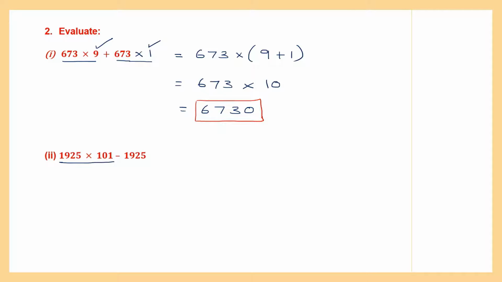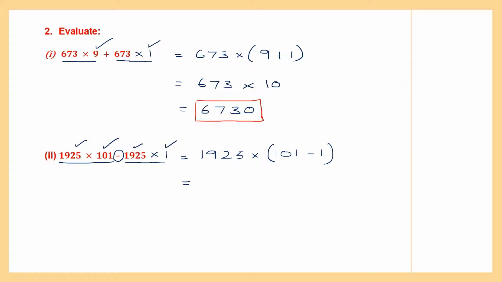1925 into 101 minus 1925. So the repeated one is this. Since I don't have a number here, I can write into 1, because when I multiply it with 1, I get back 1925. Now here we have subtraction. Now we can apply the distributive property to subtraction just as we applied to addition. So here let's take the common one, that is 1925 into, and put in brackets, 101 minus 1. Okay, so we got 101 from here and 1 from here.